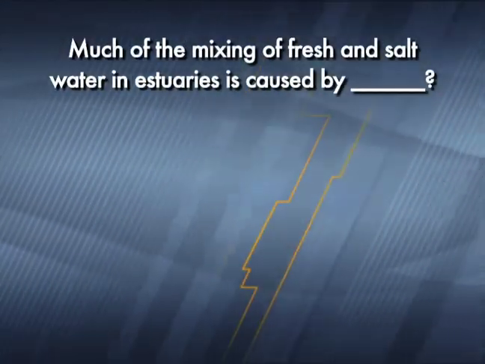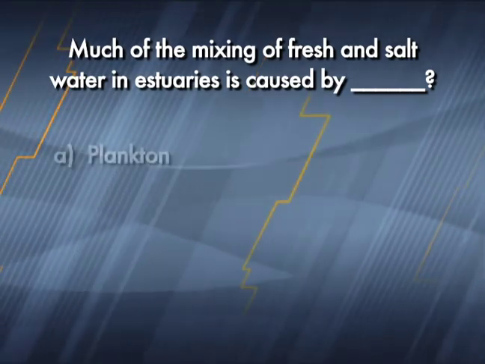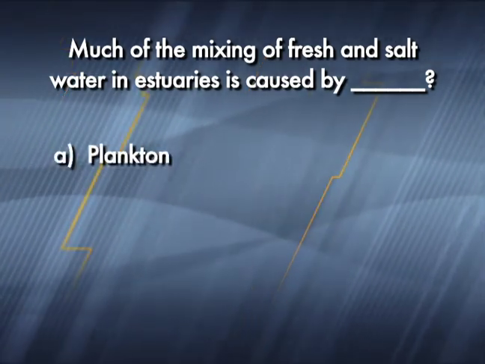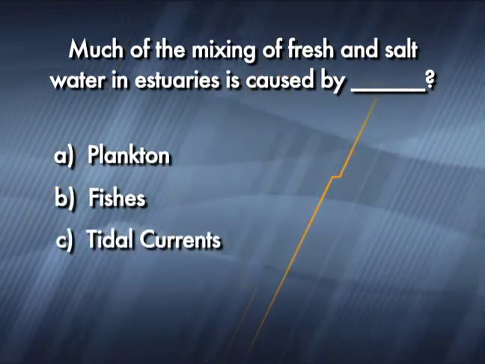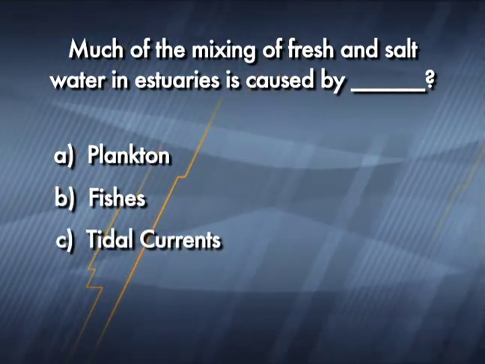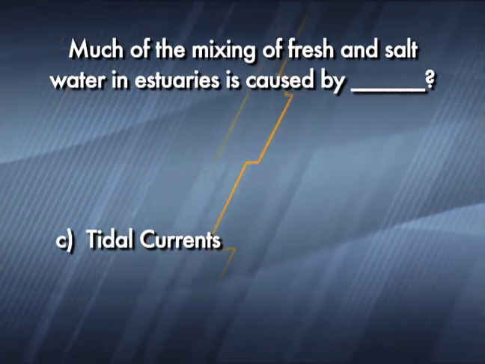Much of the mixing of fresh and salt water in estuaries is caused by A. Plankton, B. The fishes, or C. Tidal currents. The correct answer is C. Tidal currents.